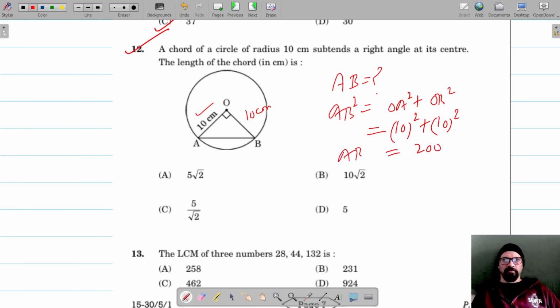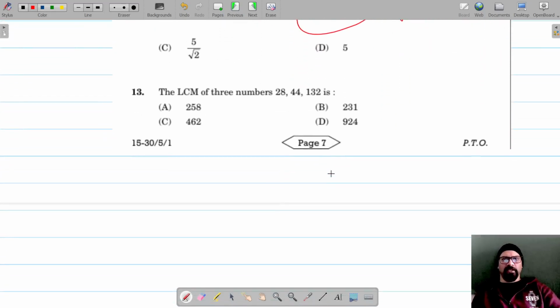So this is AB square, and AB is equal to root of 200, and 200 can be written as 2 into 100, which gives me 10 root 2 centimeter should be the length of the chord. So B is the correct answer.